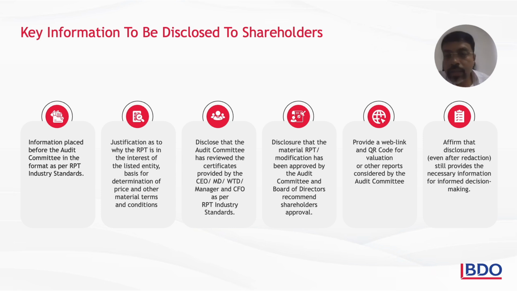Right. That concludes the minimum set of information to be provided to the audit committee for the purpose of approval under Part A, B, and C of the requirement. Now we move on to the second section, that is the approval required from shareholders and the minimum set of information to be given to them.